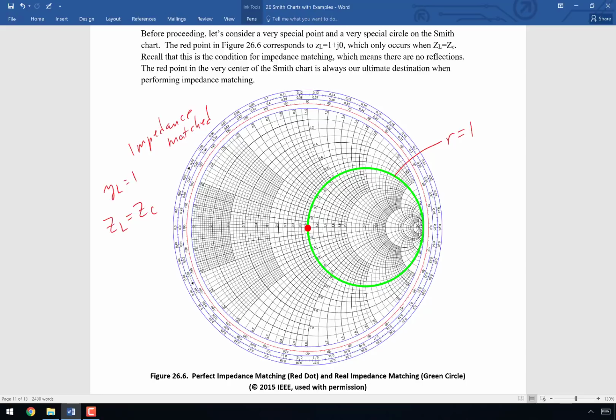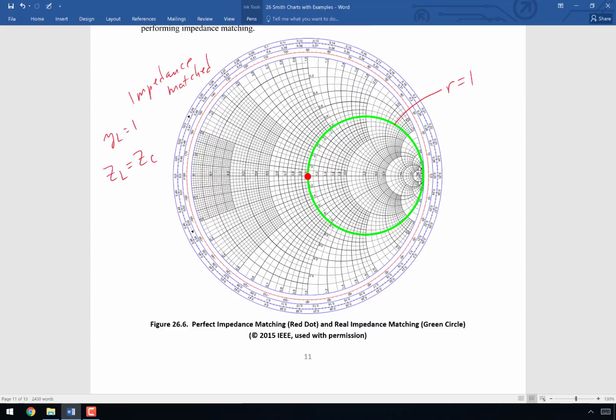So if I found myself right here, well, then I would know that I'm halfway home. I would know that I was on the green circle, so the real part is perfectly matched. All I need to do is get down to here by adding another complex impedance in parallel. So I need to first find my way to the R equals 1 circle. Then I need to add another impedance to get me down to the perfectly impedance matched point.